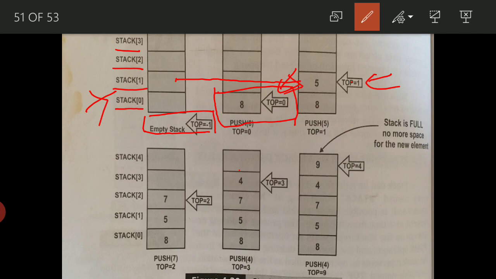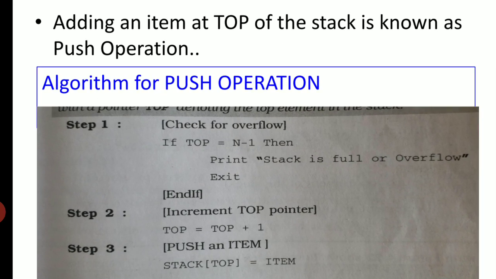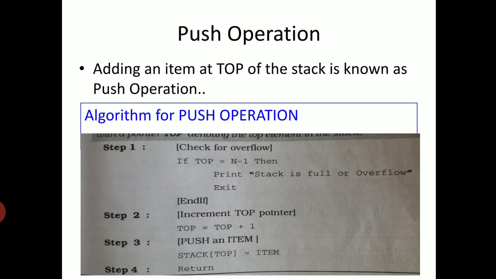Now we'll go for another step. Again we are going to return, and again we are going to start this algorithm. Okay, see, check for overflow, in the second step increment the top value, in the third step input the item, fourth step return. If it is full, then in the first step only you are going to exit. Okay, so let us see what happens.